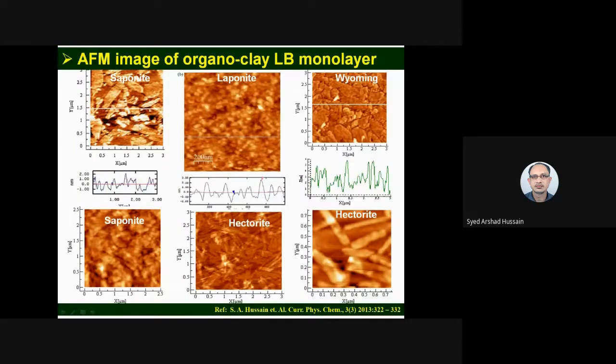So this is an AFM image of some organoclay LB films. You can see this is saponite, with thickness less than 2 nanometer, then laponite, again of the order of 2 nanometer, Wyoming, then hectorite. But the interesting thing is that you see the shape and size are different. That means you can prepare different types of hybrids using different types of clay.